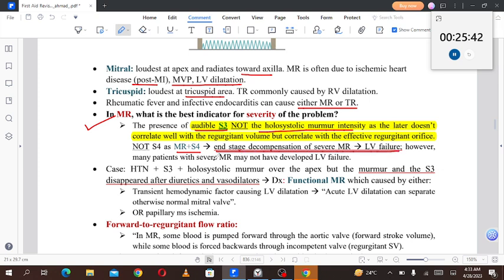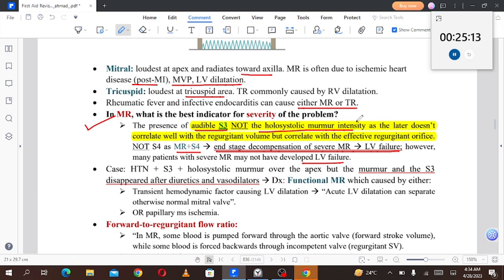However, many patients with severe mitral regurgitation do not develop left ventricular failure. So remember this: the intensity or severity of the mitral regurgitation is indicated by the S3 heart sound. Okay, not S4, because for a person with mitral regurgitation to reach the S4 heart sound, it means that the left ventricle has undergone failure, and that decompensated or severe mitral regurgitation is a rare finding in the case of mitral regurgitation.